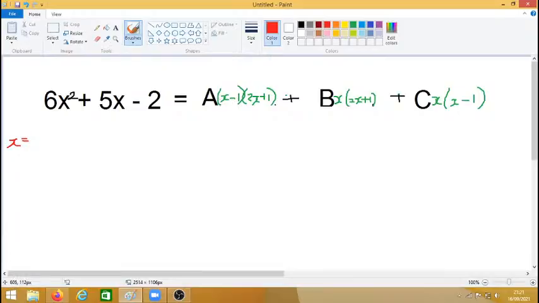The clue is the brackets. If you can make one of them 0, then that whole term will become 0. x minus 1, let's make x 1 and see what happens. On the left, 6 times 1 squared is just 6, plus 5 times 1 is just 5. Take away the 2, that's 11, take away 2, which makes 9.